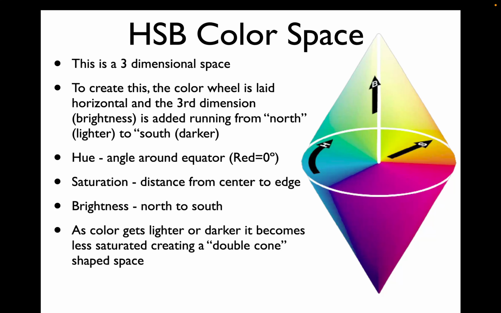As you get lighter, you lose saturation. As you get darker, you lose saturation. Remember, saturation is this edge out here. This is where the most saturated color is. As I start to get lighter and lighter and lighter, I lose saturation. As I start to get darker and darker and darker, I lose saturation. And that's why this thing gets shaped like this. Are we good?